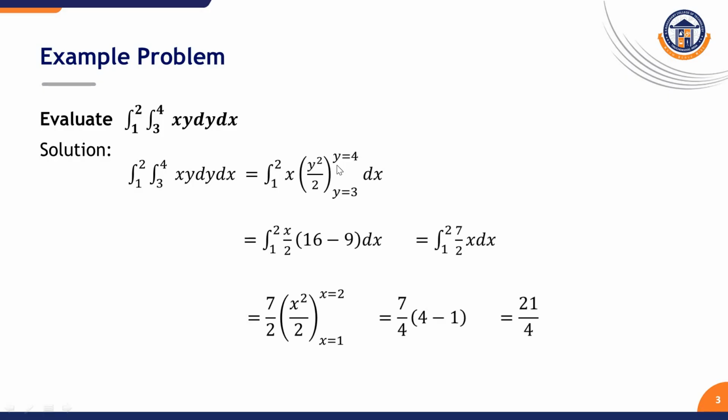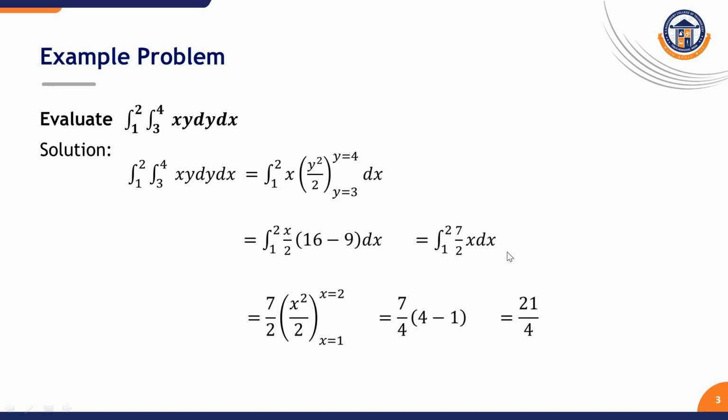Substituting the upper limit minus the lower limit. Here 1 by 2 is constant, take outside. Upper limit is substituting, we get 4 squared is 16 minus lower limit 3 squared is 9. 16 minus 9 we get 7, 7 by 2 x dx. Here 7 by 2 is constant, take outside.